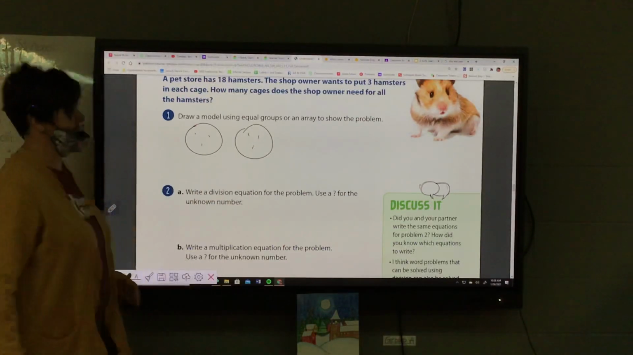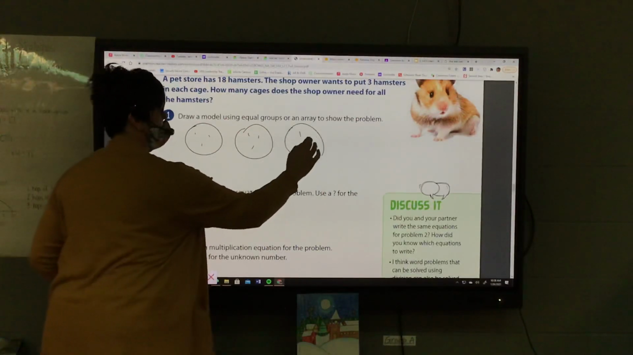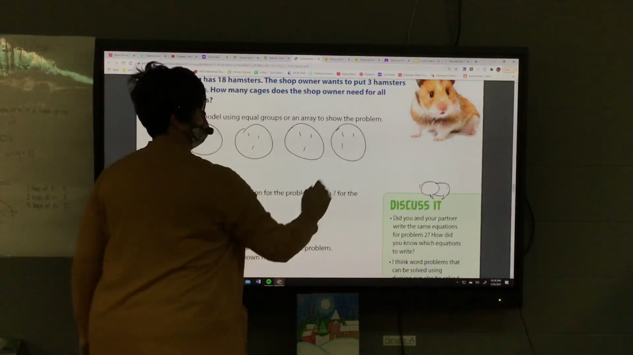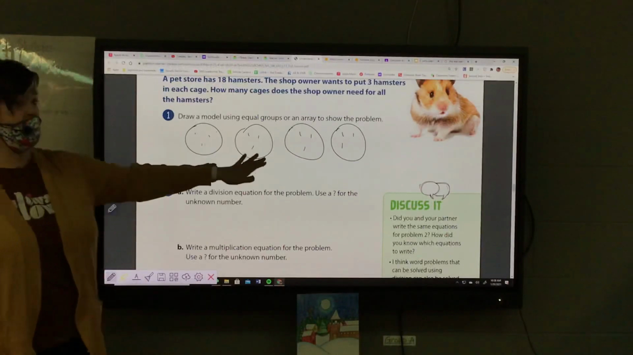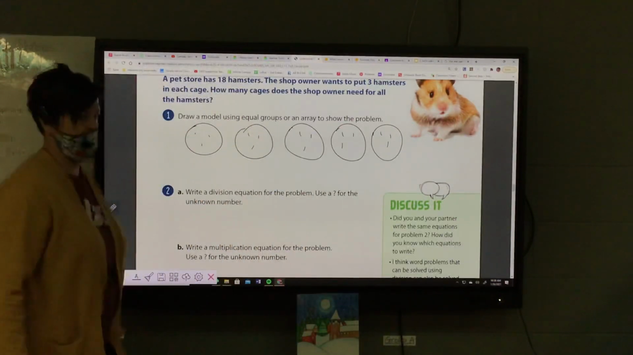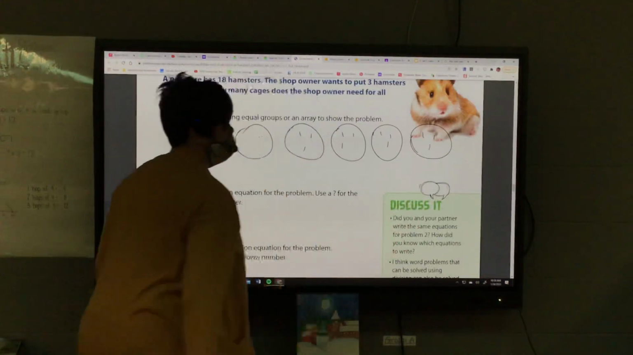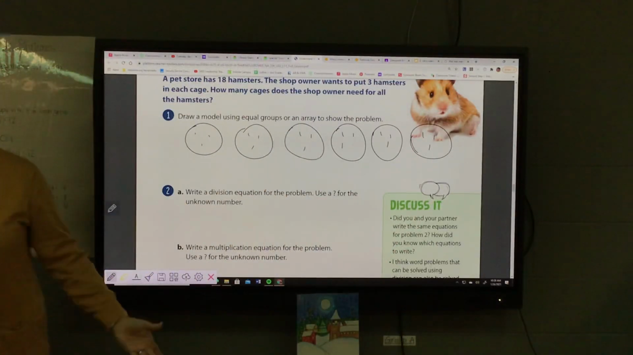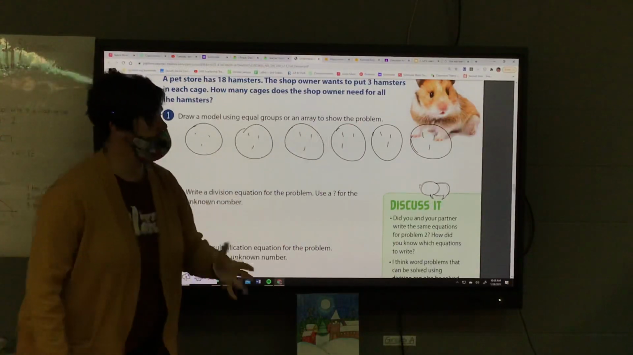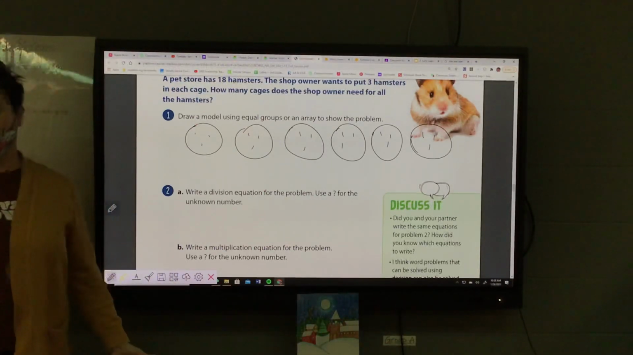Now how many hamsters is that? 3, 6. Now how many? 9. 12. 15. I'm not there yet, am I? 18. So how many cages does the shop owner need for those 18 hamsters? Did we figure it out?